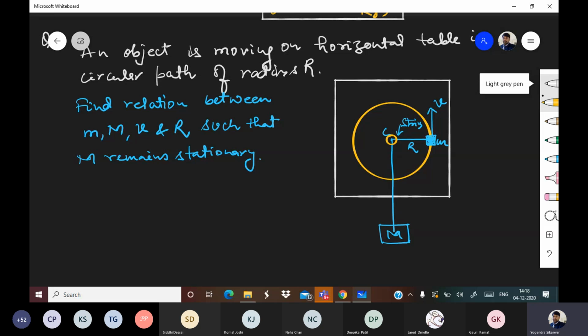That small mg is acting downward. I have to draw it like this because we need to show N also. So this is in vertical direction. In horizontal, only Fc will be acting. Fc is centripetal force. So for small m, along vertical, what you can see is N minus small mg is equal to 0. This is equation number 1.